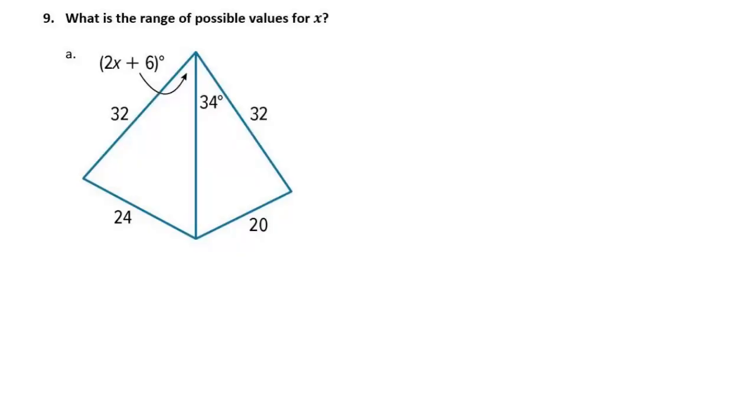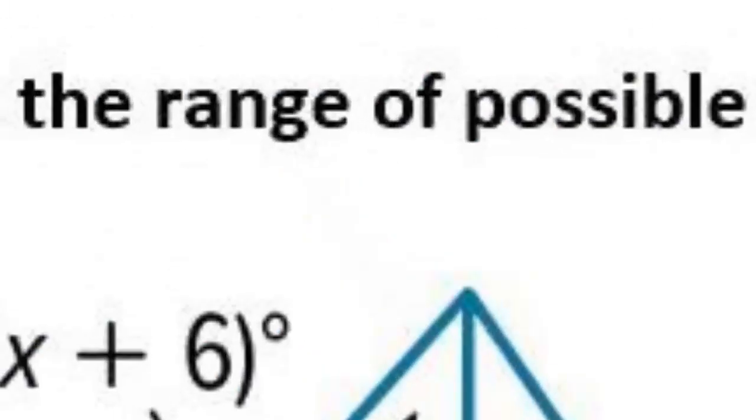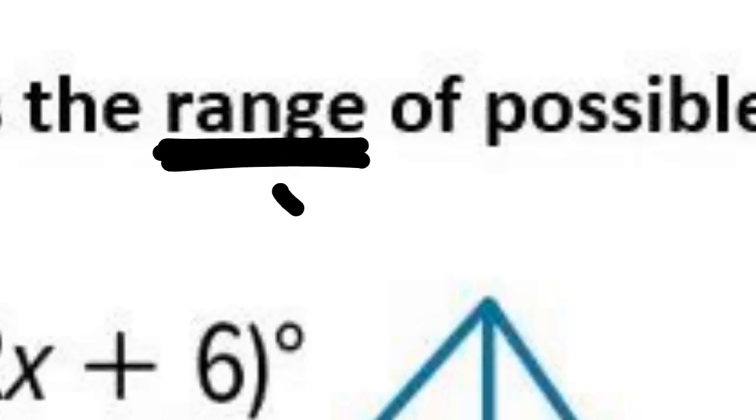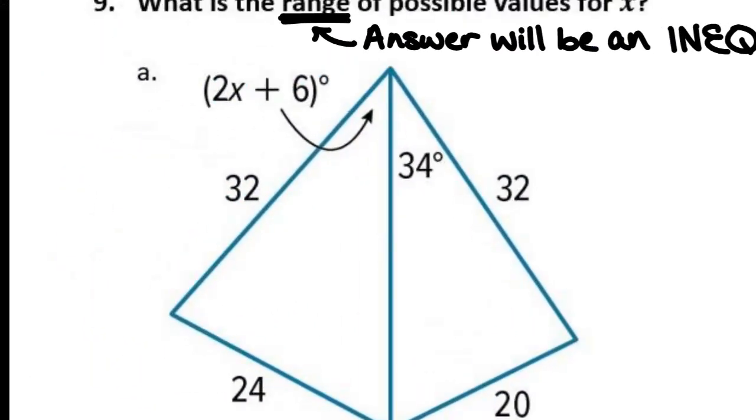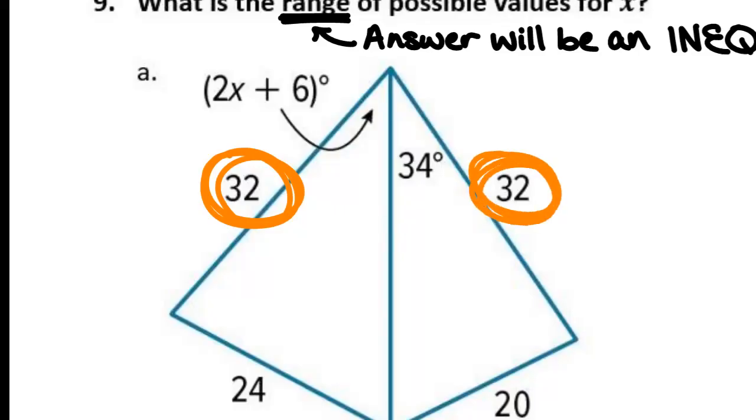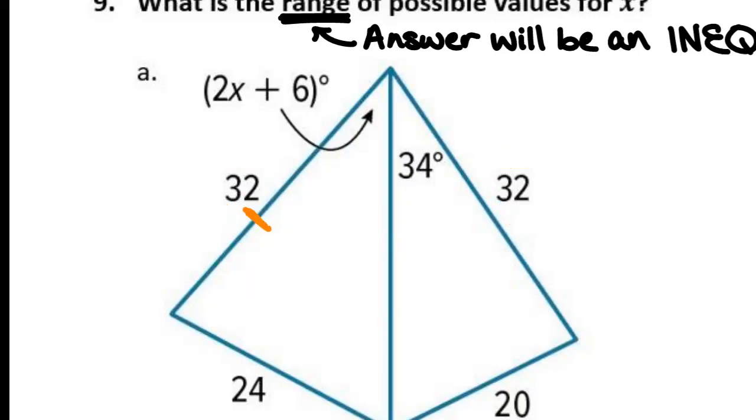Number 9, what is the range of possible values for x? When they're asking me for a range, my answer will be an inequality. So some things I noticed in this picture, this side over here says it's 32 units long, and this side over here also says it's 32 units long. So those 2 segments are congruent.